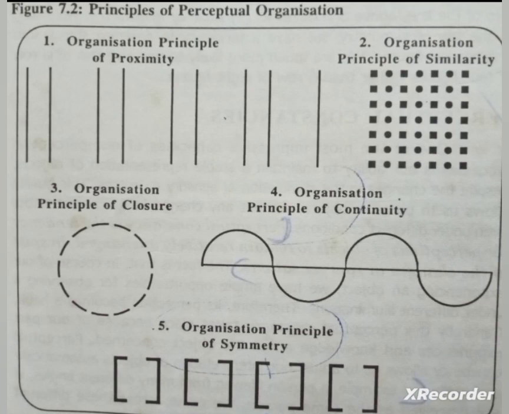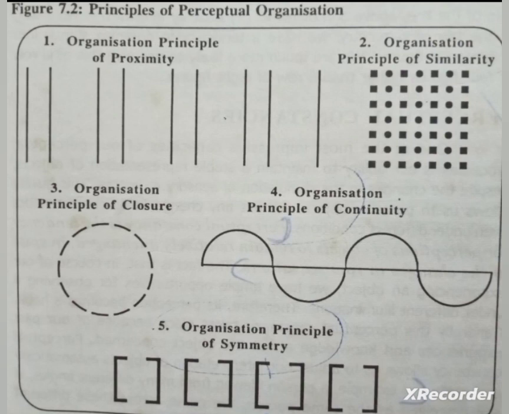Next one, law of symmetry. According to this law of symmetry, we have a tendency to organize stimuli into symmetrical figures. We are much more likely to perceive this as a row of 4 figures rather than a row of 8 figures. So, in the law of symmetry, we have a tendency to organize stimuli into symmetrical figures.